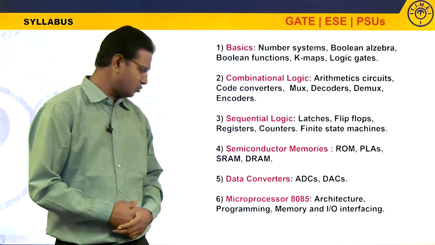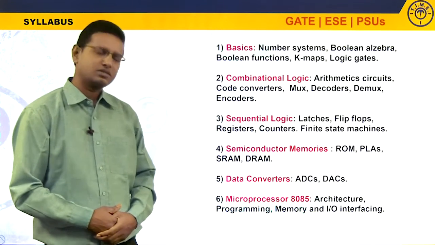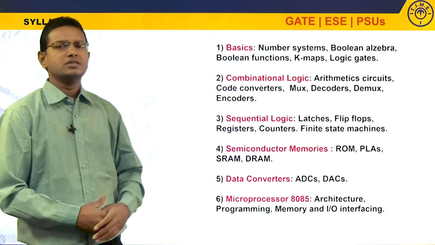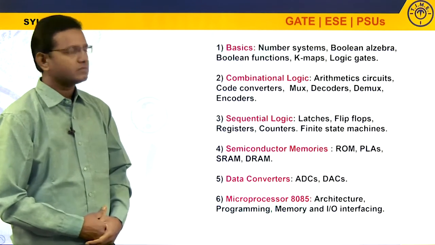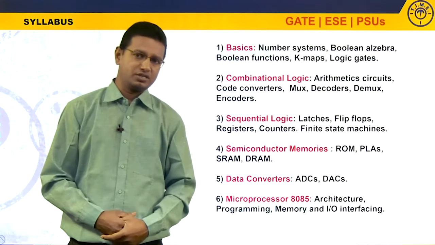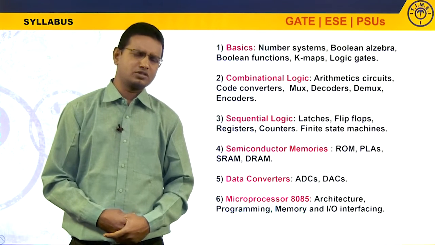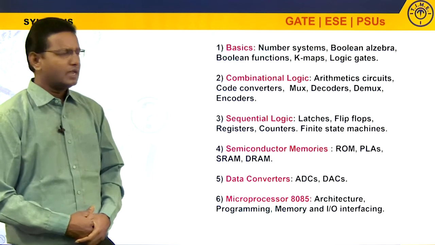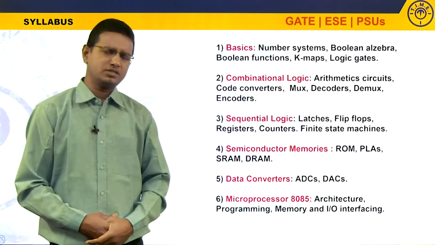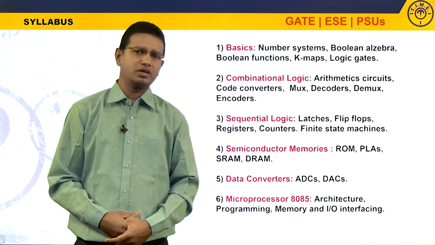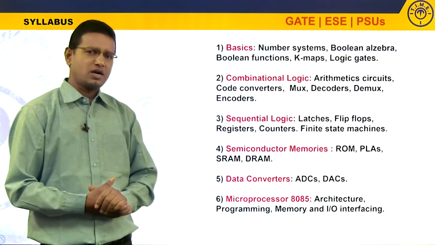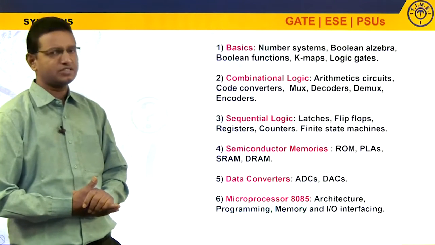And the fifth one is data converters, and the sixth part is the microprocessor 8085. So this is the syllabus of GATE digital logic design, or simply you can call digital electronics, or you can call digital systems. And these are the common syllabus both for the EC as well as EEE. Now the first part, you can just see the basics of digital.